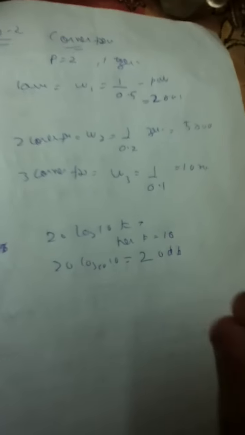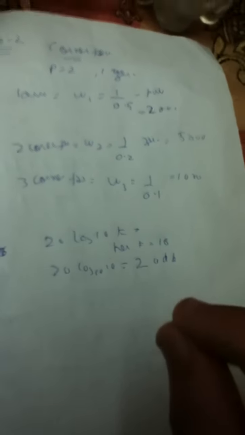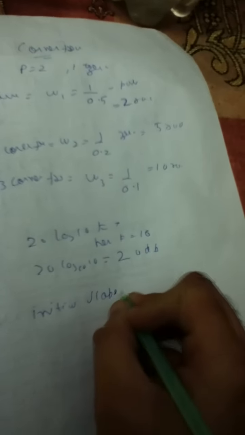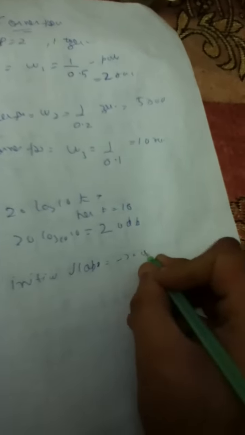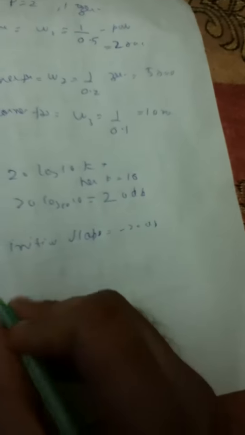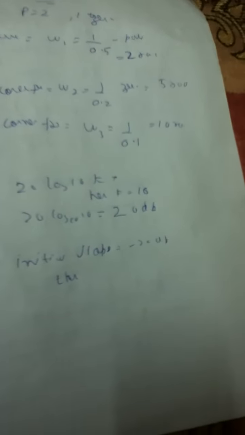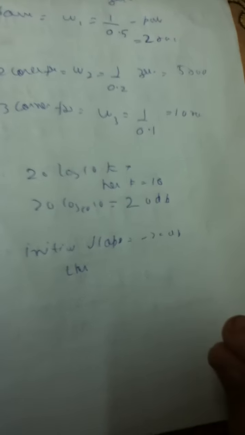And one more thing, this is a first order system, so the initial slope would be minus 20 dB. Initial slope is minus 20 dB per decade. Now, there's a pole. Always remember, for every pole there will be an increment of minus 20, and for every zero there will be an increment of plus 20. Every pole minus 20, every zero plus 20.